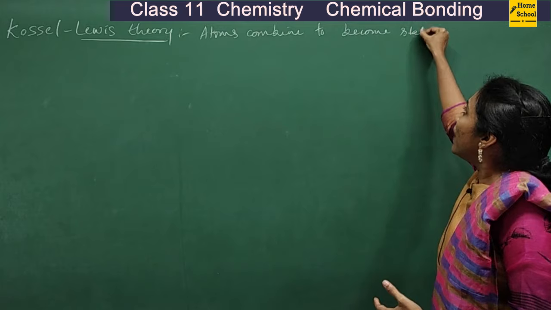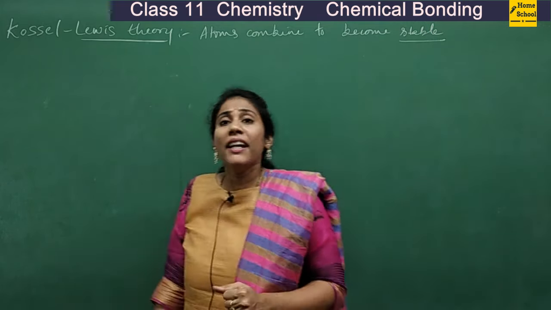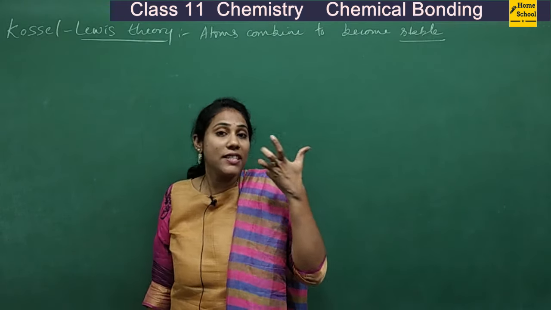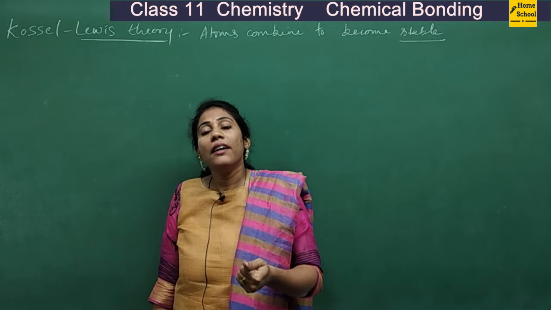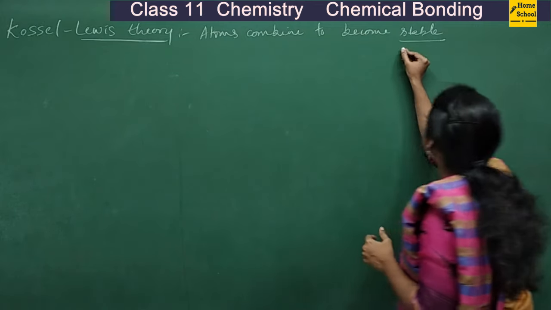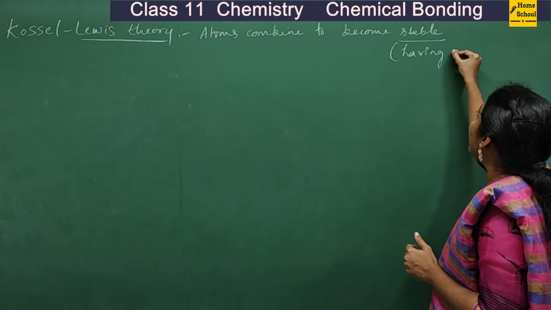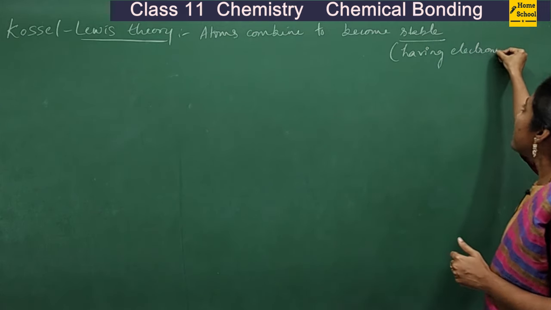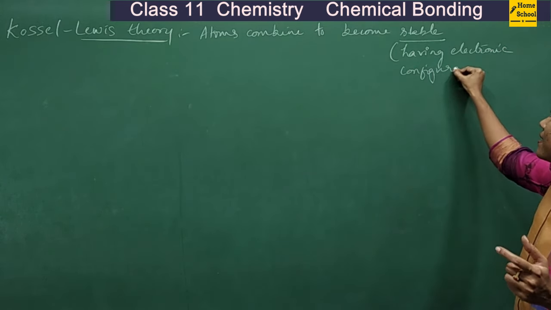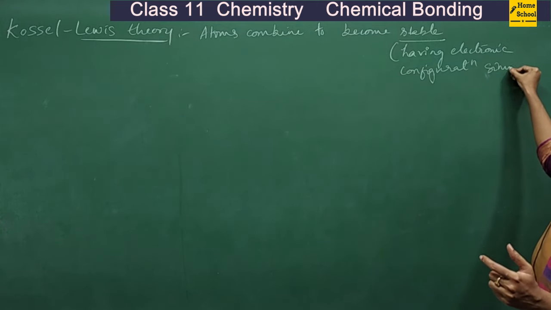Now you have to understand what exactly we mean by stable. Stable in the sense of a feeling of happiness, a feeling of satisfaction. So here, in case of atoms or elements, stability means having electronic configuration similar to noble gases.